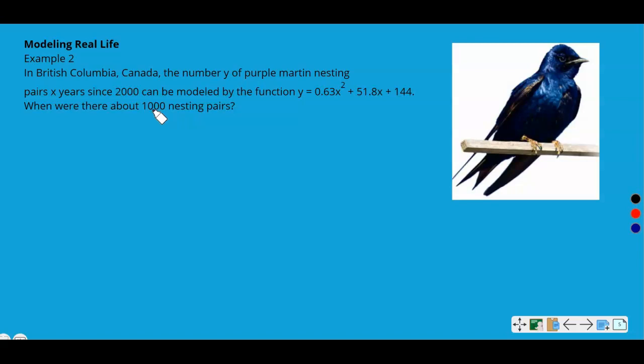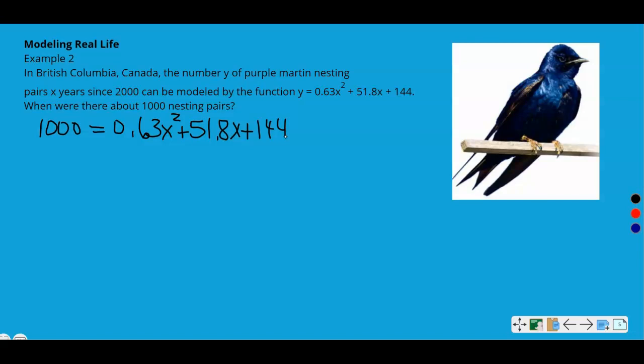So we're going to say we want to know when there are 1,000 nesting pairs. So 1,000, when does that equal 0.63x squared plus 51.8x plus 144. All right, so this is a quadratic equation.